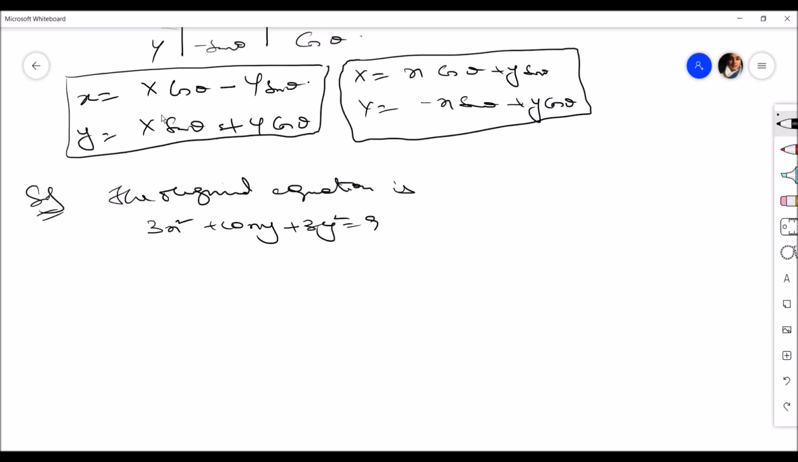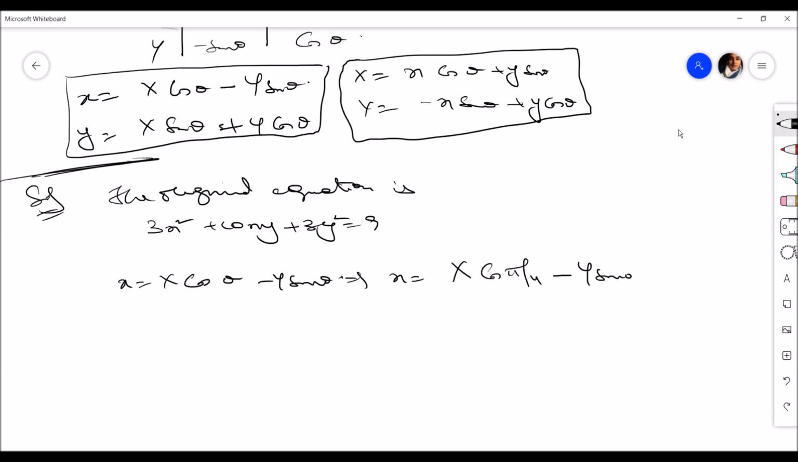So I'll rewrite these equations again because the solution actually started here. Small x is equal to capital X cos theta minus capital Y sin theta, which gives me small x is equal to capital X cos pi by 4 minus capital Y sin pi by 4. Which in turn is equal to capital X into 1 by root 2 minus capital Y into 1 by root 2 again, which you can of course write like this.